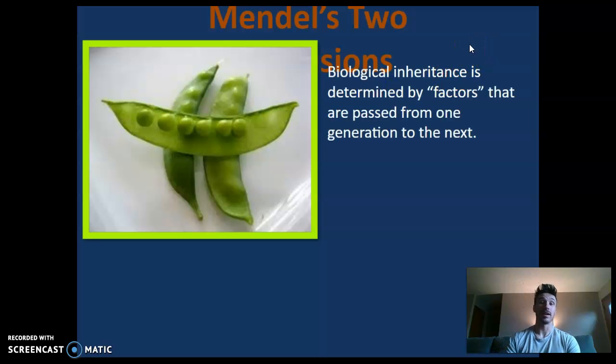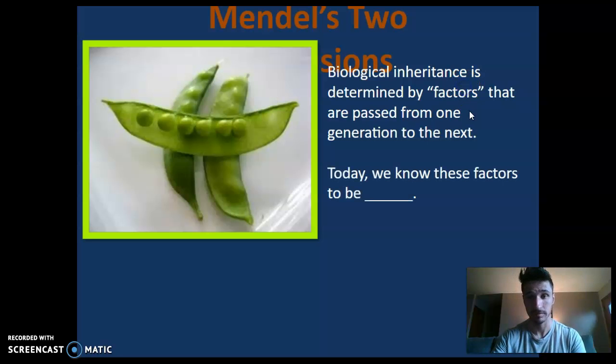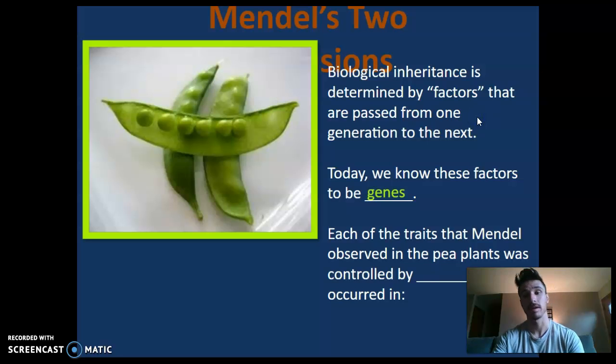So, Mendel's two conclusions from this. Mendel realized that biological inheritance is determined by factors. Remember, Mendel didn't know about DNA. He didn't know that genes made up DNA, and he called them factors. He determined that these factors are passed from one generation to the next, from parent to offspring. And today, obviously, we know these factors to be genes.